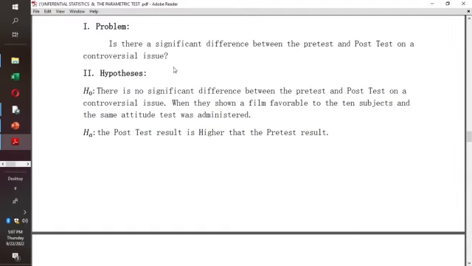The problem: is there a significant difference between the pre-test and post-test on a controversial issue? Number 2, hypothesis. The null hypothesis: there is no significant difference between the pre-test and post-test on a controversial issue when they were shown a film favorable to the 10 subjects and the same attitude test was administered. And the alternative hypothesis: the post-test result is higher than the pre-test result.